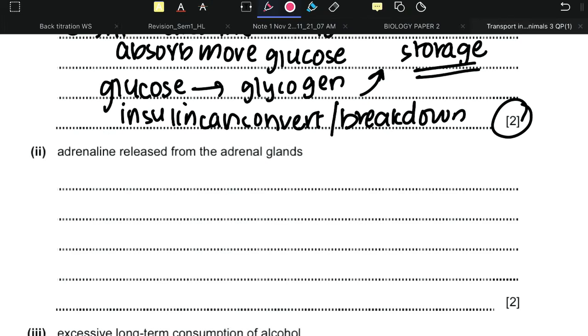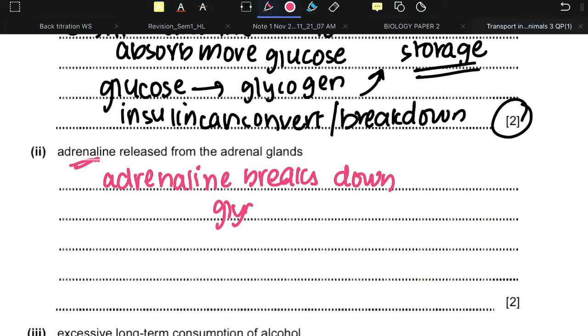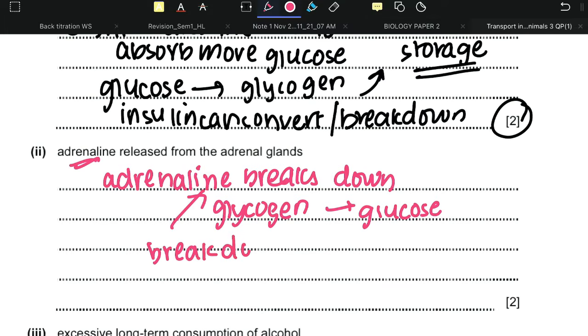So we have the second part talking about adrenaline being released from the adrenal glands. Now you have to talk about what exactly is the role of adrenaline. All right, what does adrenaline do? Adrenaline breaks down the glycogen into glucose. Glycogen to glucose, that is your first point. All right, and this word breakdown is very important in this case because that's a key term. So you need to make sure you write that.